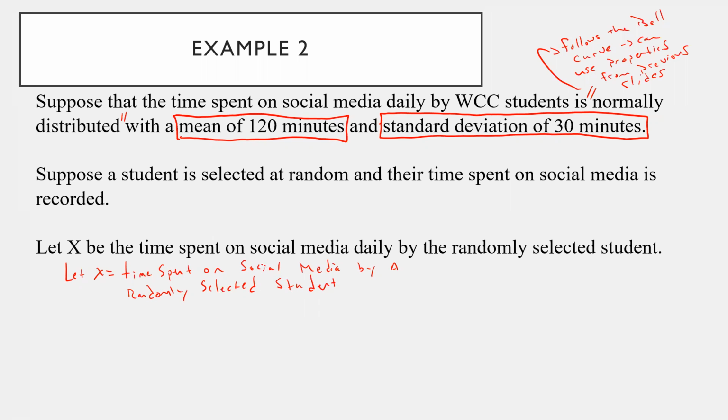Okay, and here's what else we know. We know it's normally distributed. So what I can do is write X, and this squiggly line here means X follows, or is approximately, normally distributed. All right, and then I tell you the mean, it's 120 minutes. And then I'm also giving you the standard deviation, that's that sigma notation, of 30 minutes.